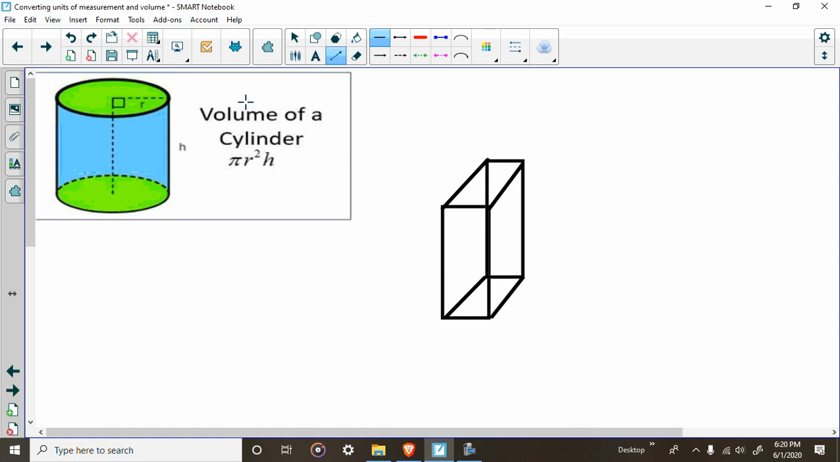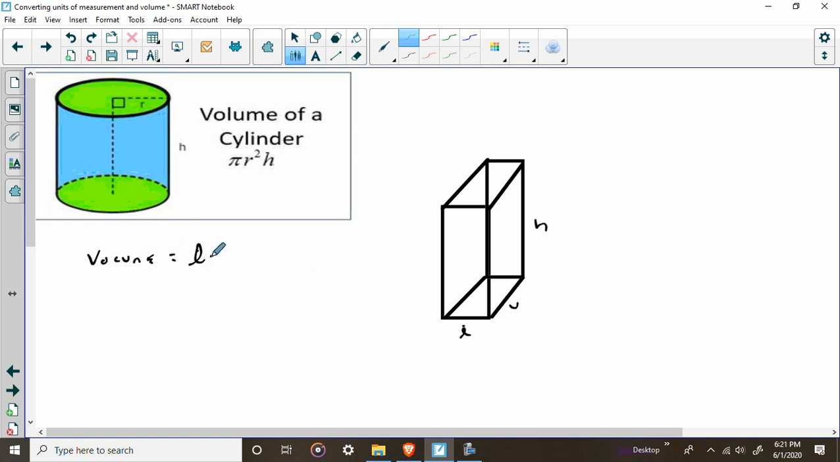Another way of thinking of that length times width times height thing: my length, script L, my width, and my height. The volume of a right prism was length times width times height. Another way I can look at that is to say the area of this base is the length times the width, right? Isn't that the area of this base?